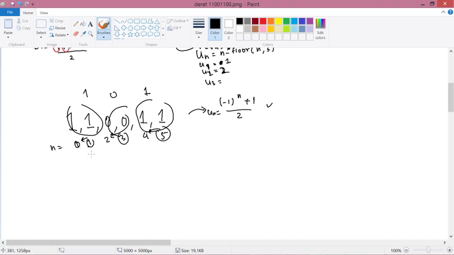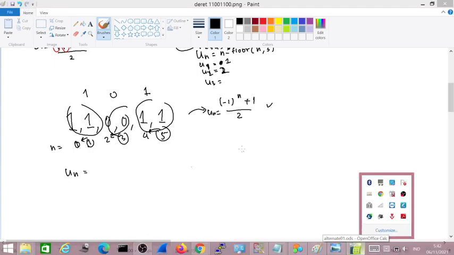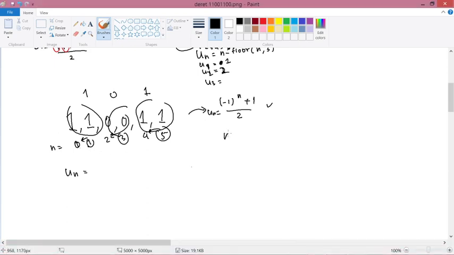So the formula will be, if you see that when n is 0, we want the power to be 0, because minus 1 to the power 0 is 1, plus 1 is 2, 2 divided by 2 is 1.